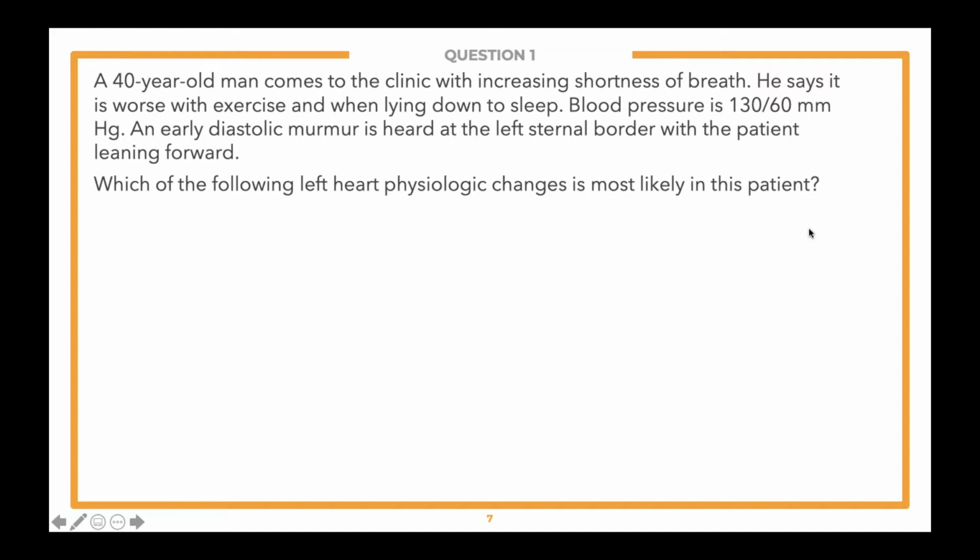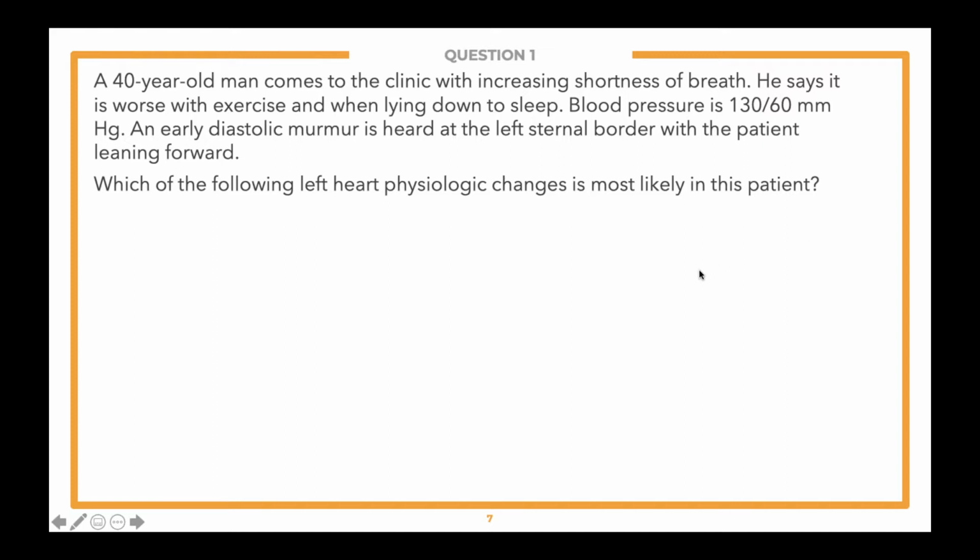All right, I see some responses coming in. Let's take a look at that vignette. A 40-year-old man comes to the clinic with increasing shortness of breath. He says it is worse with exercise and when lying down to sleep. Blood pressure is 130/60. An early diastolic murmur is heard at the left sternal border with the patient leaning forward. Which of the following left heart physiologic changes is most likely in this patient?